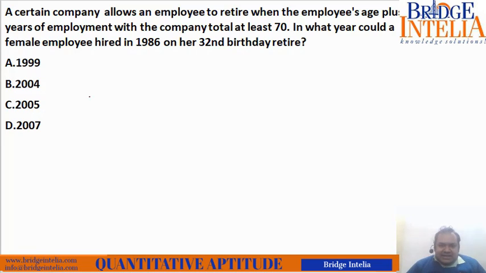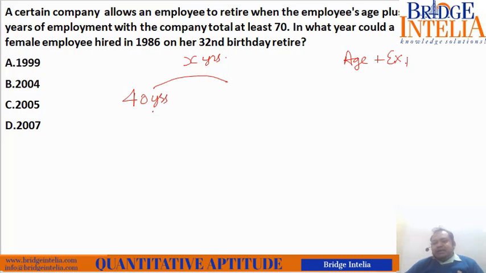So let's take an example. Suppose somebody joined the company when he was already 40 years old. So let's suppose he worked for X years. In those X years, his age also increases. So as per the company's policy, he will retire on the day on which age plus experience is equal to 70. Experience means the number of years he has already worked.